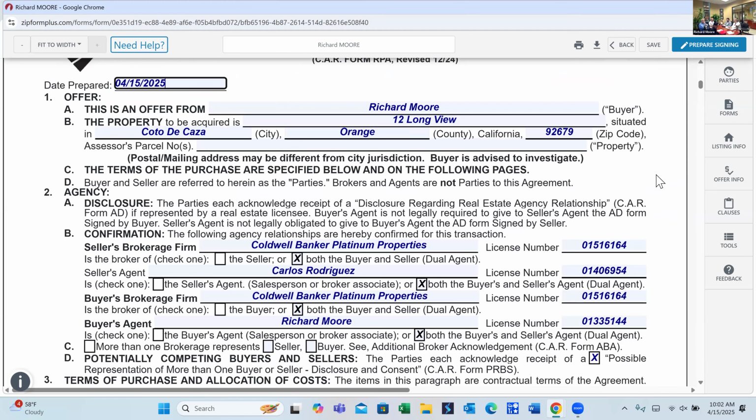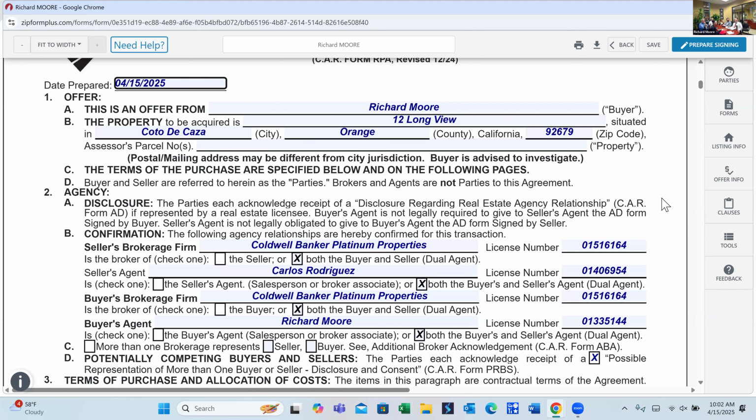And then let's see, an agency disclosure. This is required by law. And so section 2B, we'll just skip 2A, but 2B, if you use MLS Connect, it's going to populate the seller's brokerage firm, who the seller's agent is, their license numbers. We'll insert the buyer's brokerage firm.